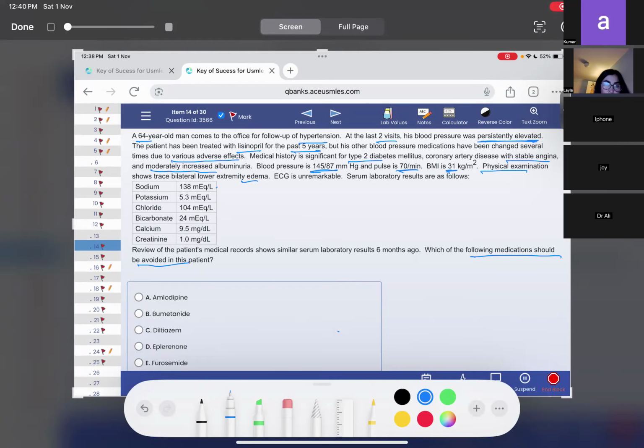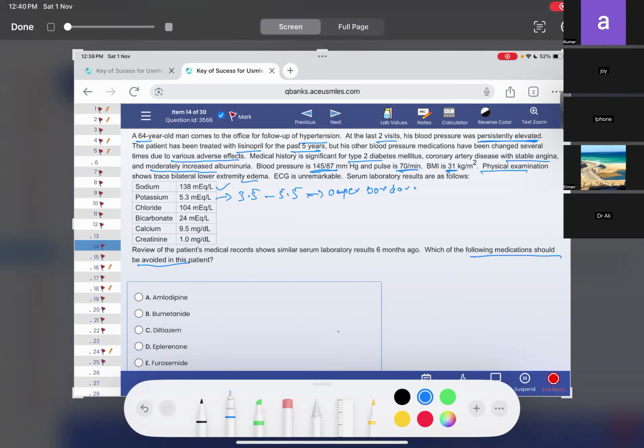The sodium is present normally. Potassium normal level is 3.5 to 5.5, so it is present on the upper border. Doctor, isn't it 3.5 till 5? Some books will say it is from 3.5 to 5.5, some books will say it is from 3.5 to 5. So usually potassium has a very narrow range.